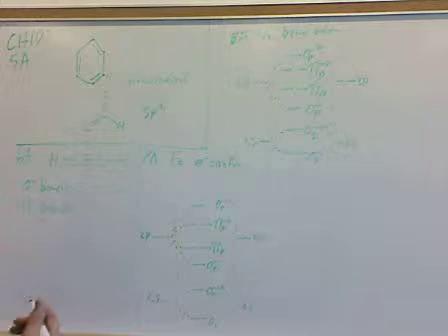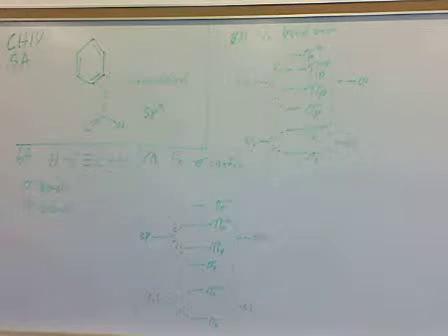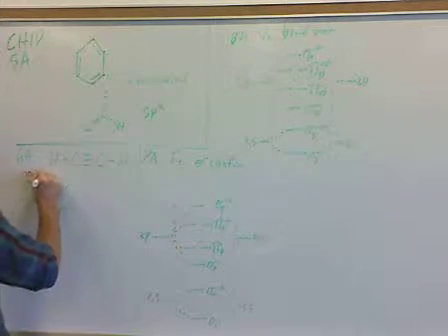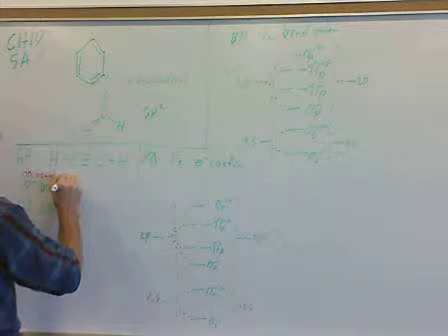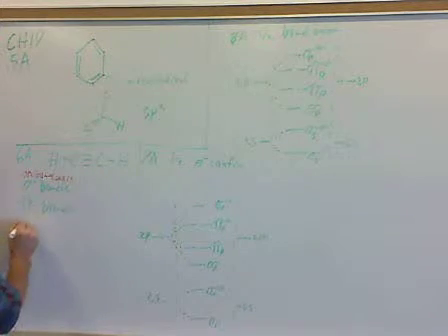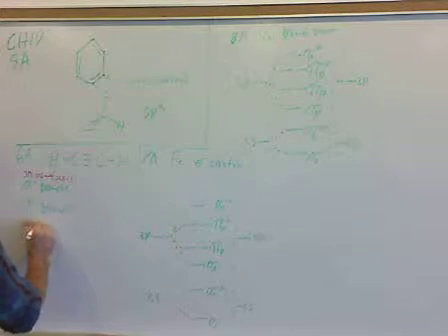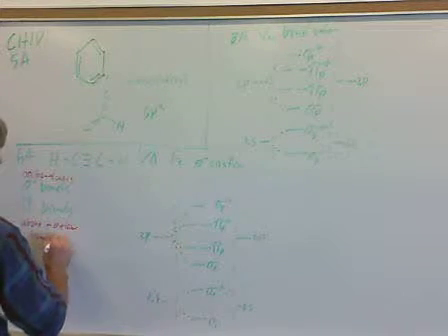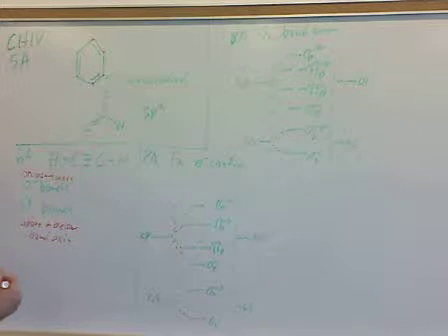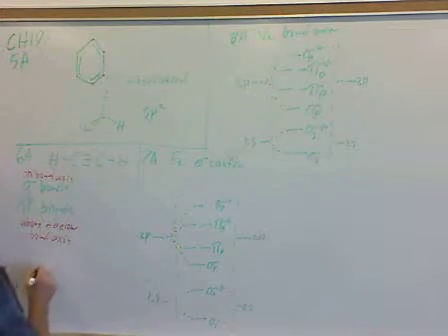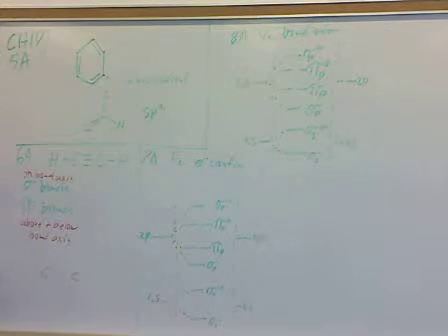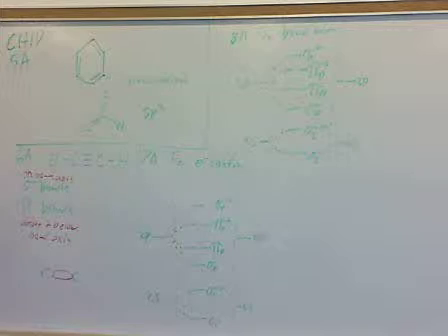Our bonds we identify as being sigma or pi. Sigma bonds are on the bond axis. Our pi bonds are above and below the bond axis. So for a double bond between 2 carbons, the sigma bond is a pair of electrons directly between the 2 carbons. So this would be our sigma bond.